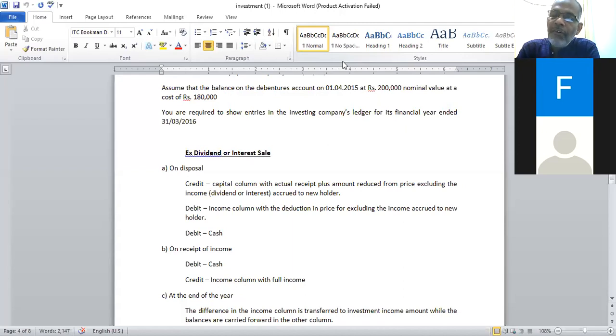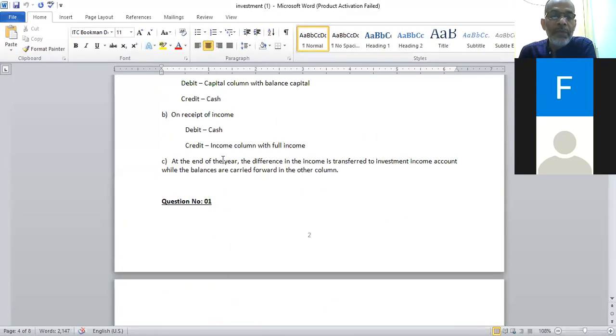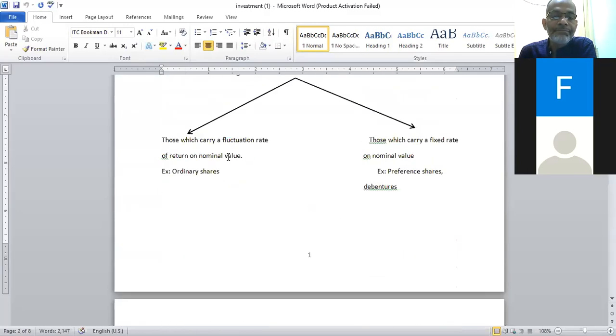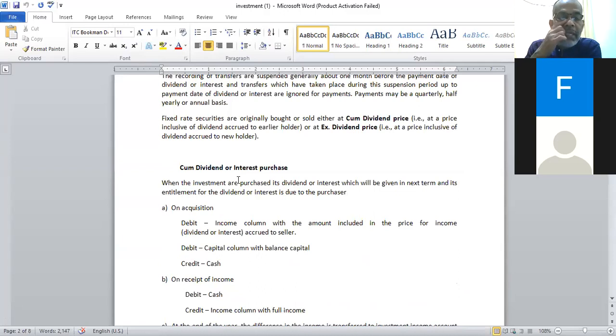When you are going for sale, if you decided to sell your investment, there are two arrangements. Number one, you can select the cum dividend or interest, or else we can go for an ex dividend or interest. Out of four alternatives, we have finished off number one. I think you have understood. We have discussed how to do the purchase of investment using the cum dividend or cum interest basis. There are two arrangements. This is the first method.